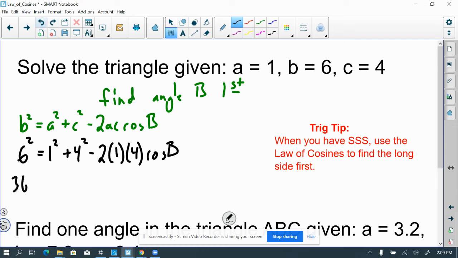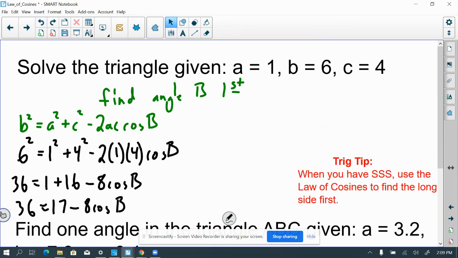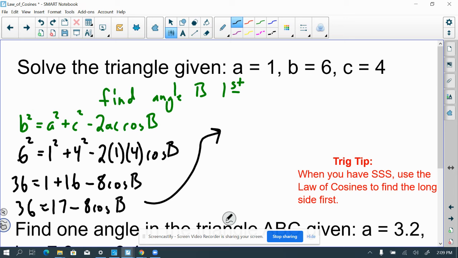I got 36 equals 1 plus 16 minus 8 cosine B. 1 plus 16 is 17. And the problem, this is kind of moot of me to say because the people who usually do this aren't listening right now, people want to combine these two things. That's totally illegal. They're not like terms. So you cannot combine them. One has a cosine, the other one doesn't. What you can do is subtract 17 on both sides. So 36 minus 17 is 19.